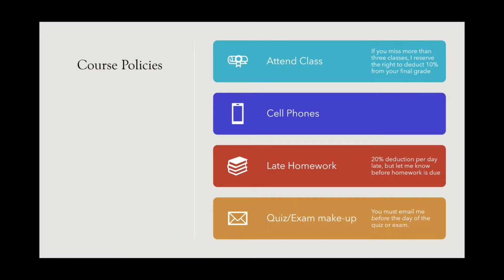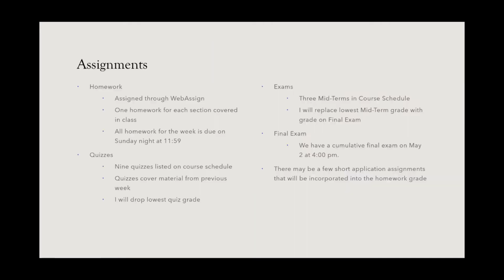Homework, I do allow you to submit homework late, but you have to let me know before the homework is due. And the penalty for late homework is 20% per day. And then quiz and exam makeup, again, you have to let me know like the day before or earlier, then the quiz or exam is going to take place, and then we can work out whether your excuse warrants you to make up the quiz or exam at some other time. But you need to let me know before the quiz or exam. You cannot let me know afterwards, or I won't let you make it up for any reason.